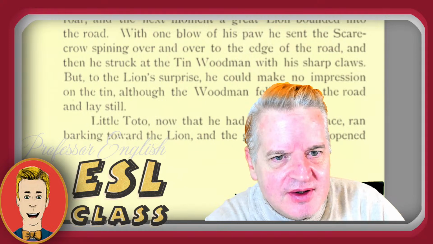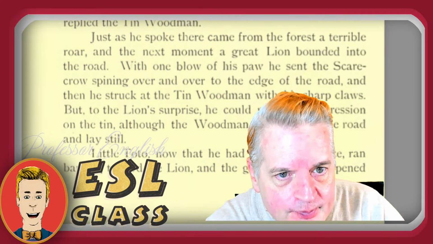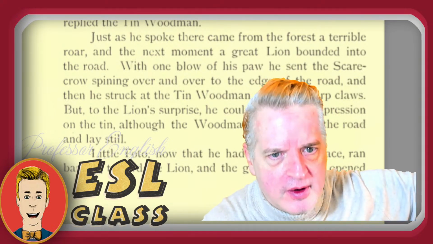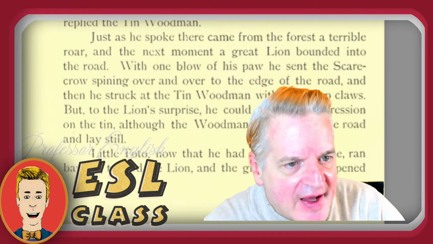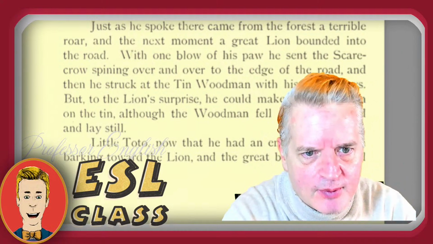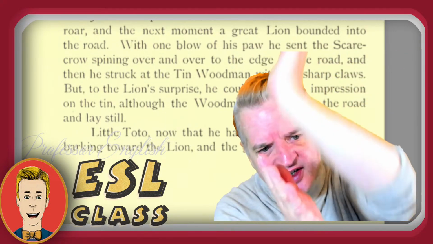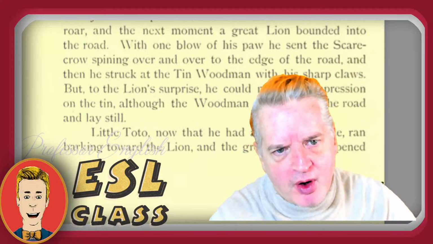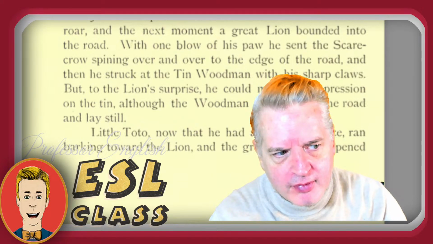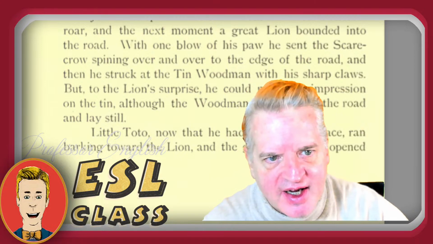Wait, I think I missed something. Just as he spoke, there came from the forest a terrible roar. And the next moment, a great lion bounded into the road. That just means he ran into the road. With one blow of his paw. Blow means hit here. With one hit of his paw. Paw means hand, but for animals. So one blow of his hand, but it's a paw because he's an animal.